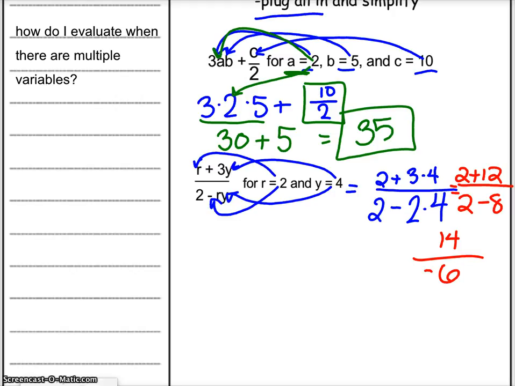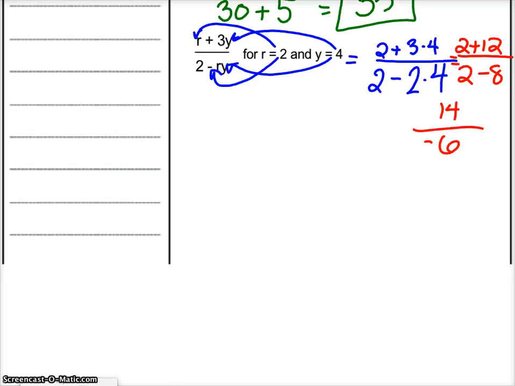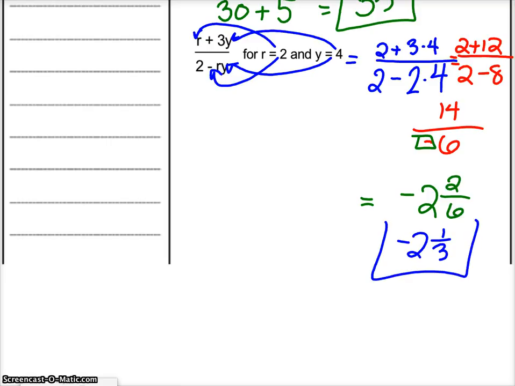How many times does 6 go into 14? Twice. Notice what I'm going to do with the negative. 6 goes into 14 2 times. Make it negative because you have that negative there. You just throw it on the outside, nothing fancy. What remains? 2. So 6 times 2 is 12. How many more to get to 14? 2. 2 over 6. And then we simplify it. Negative 2 and 1/3 is our final answer.